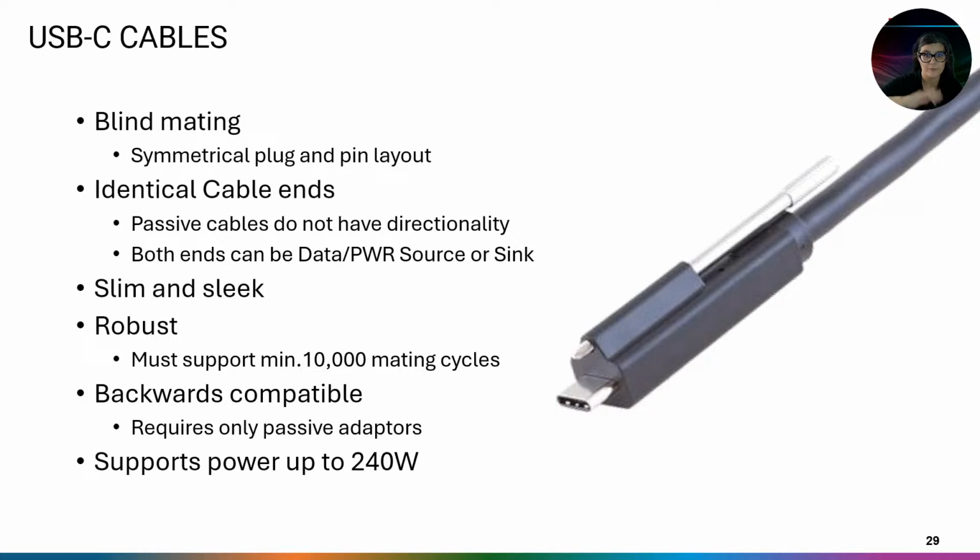It does not matter if they're upside down or not, and the cable ends are identical. You don't have one end that's a micro and then one end that's a USB-A. Both ends are going to be USB-C. I also think they happen to be pretty slim and sleek. They're robust. They can do up to 10,000 mating cycles. They're backwards compatible. So again, this is going to be able to go all the way back to your USB 2.0 standards. And they can support power up to 240 watts.